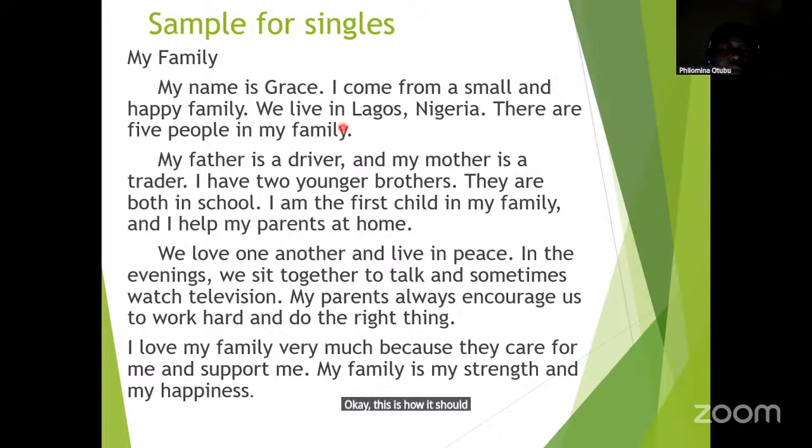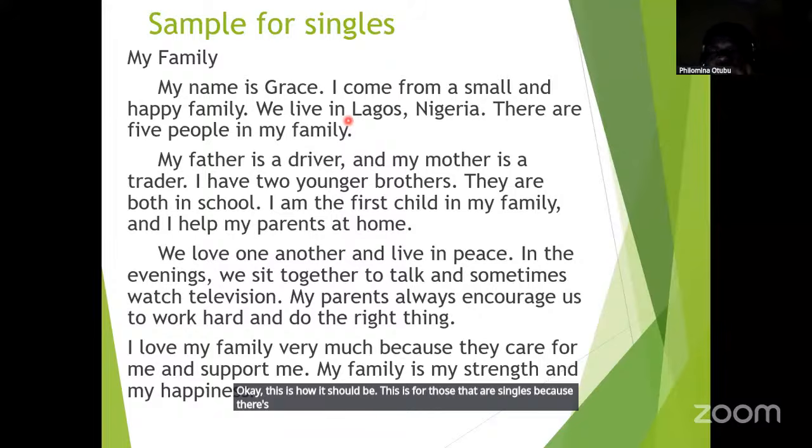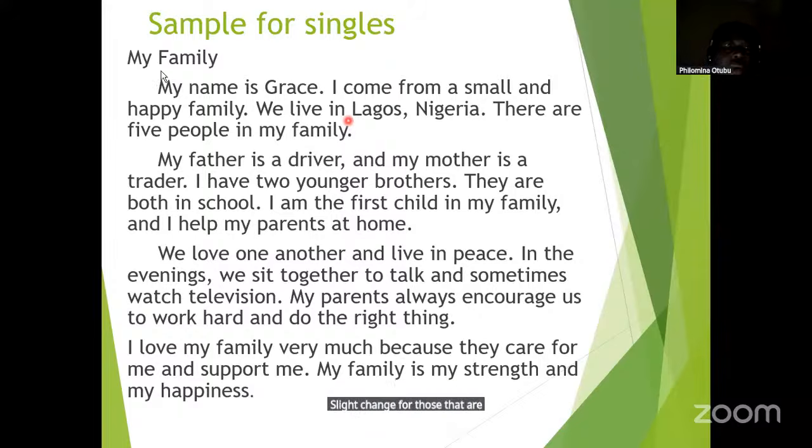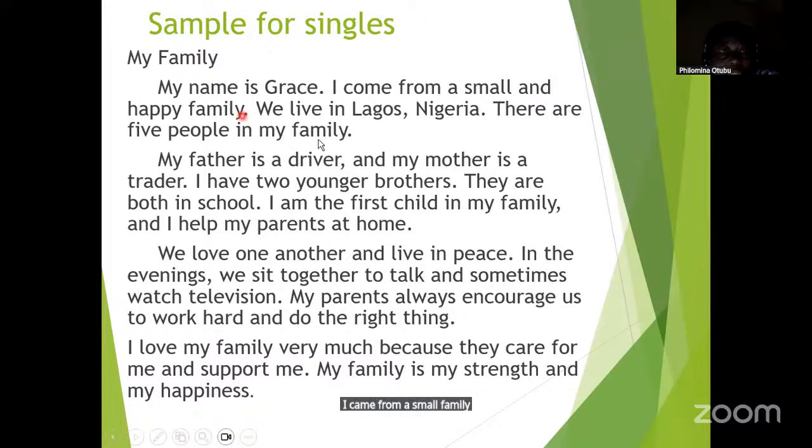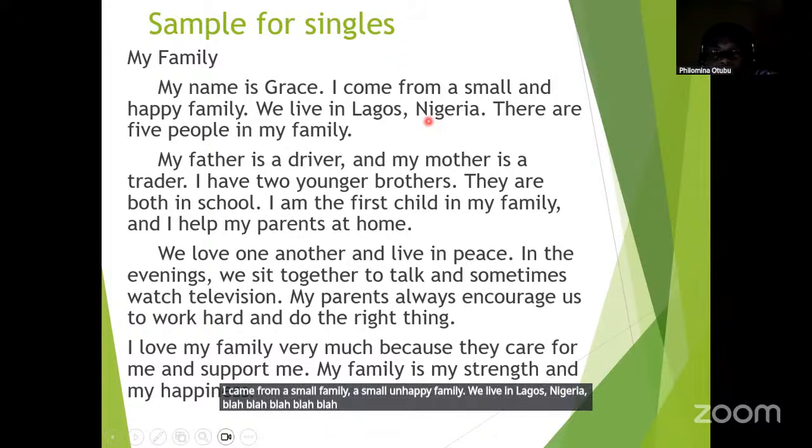This is for those that are single, because there's a slight change for those that are married. Okay, so let me assume this is my own composition. My name is Grace. I came from a small family, a small and happy family. We live in Lagos, Nigeria. Blah blah blah blah blah. So this is how a composition about my family should look like.